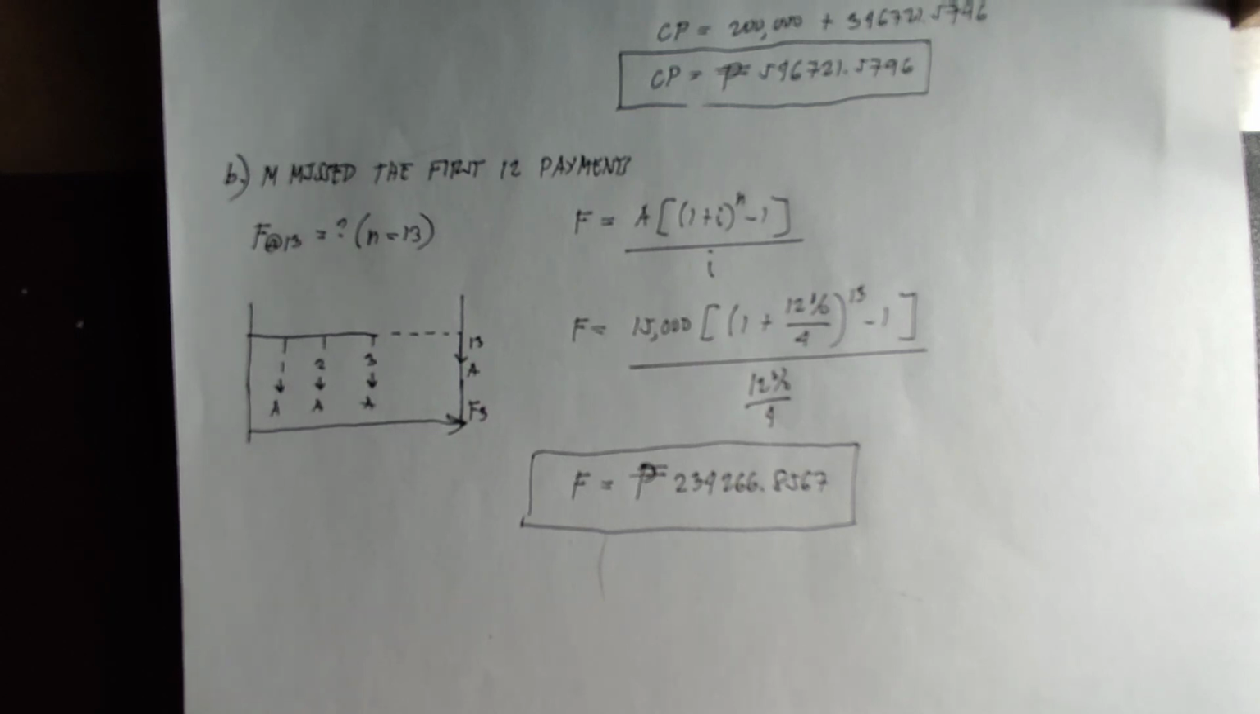So to find it, you will use F = A multiplied by the quantity of (1 + i) raised to n minus 1, over i. Substitute all the values. F = 15,000 multiplied by the quantity of (1 + 12% over 4) raised to 13 minus 1, all over 12% over 4. So to calculate that, we'll get our F equal to 234,266.8567 pesos.